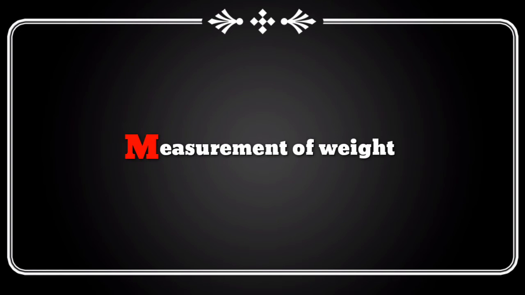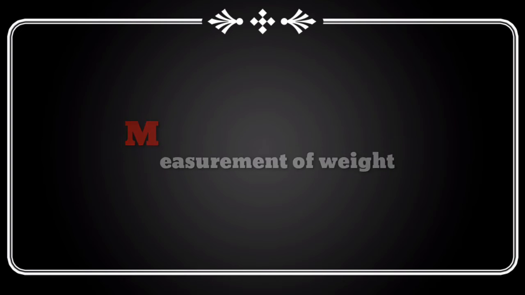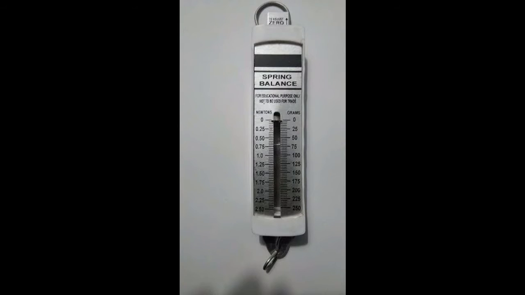The device used to measure weight is called the spring balance, which consists of a spring whose upper end is fixed at a point and the lower end is attached to a hook used to hang the object whose weight is to be measured. The spring has a pointer attached to it and the whole system is enclosed in a metal case. The front side of the metal case has a vertical slit and is marked with a scale.